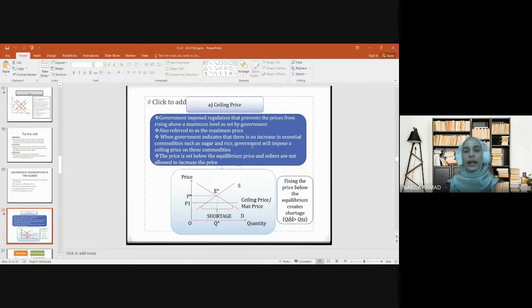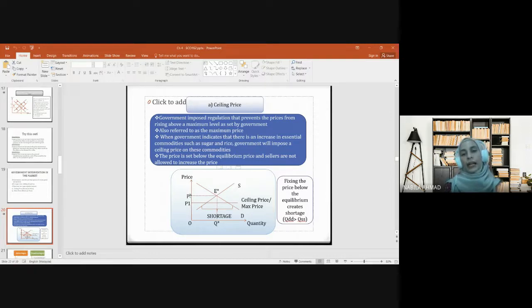So price ceiling ni nak bantu siapa? Nak bantu consumer supaya harga barang itu terkawal, lebih murah, supaya consumer mampu membeli. So biasanya price ceiling ini diletakkan di bawah harga equilibrium. It will be set below the equilibrium price. Contohnya, this is supply, this is demand, this is the equilibrium price, kan? Okay, so di manakah price ceiling akan implemented? Di bawah. Bawah harga equilibrium at P1.